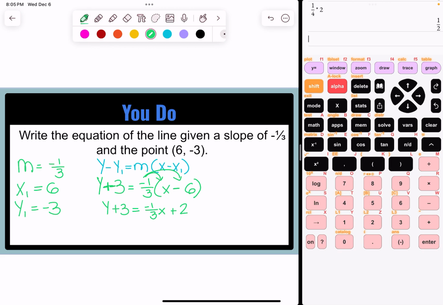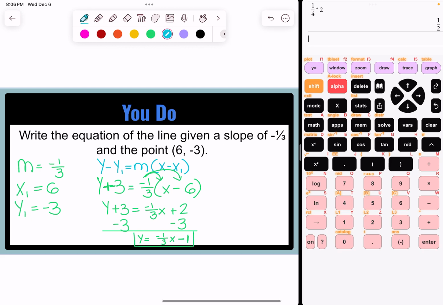And now we want to get rid of that plus 3, so we're going to subtract 3 from both sides. And we will get y equals negative 1 over 3x. 2 minus 3 is negative 1. And that is our answer.